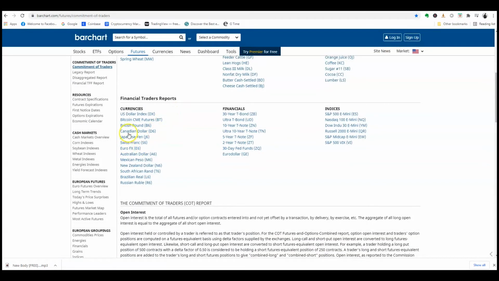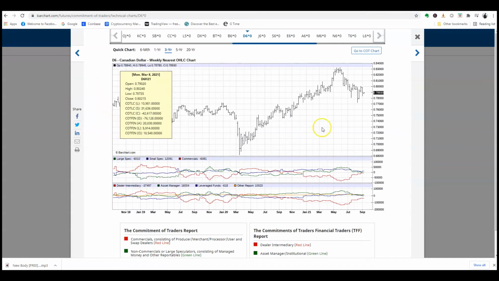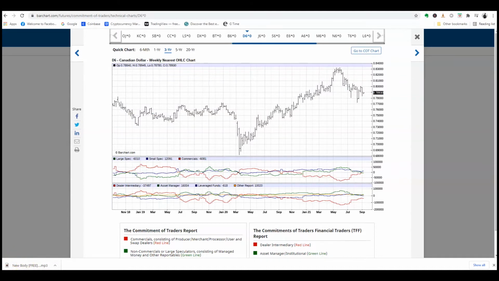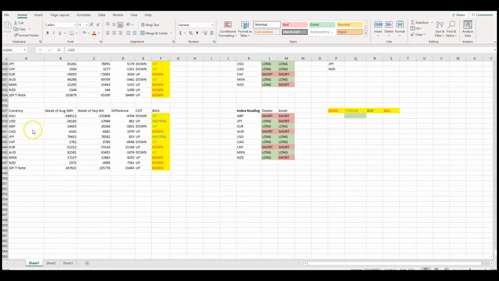Now, as I come up to the Canadian dollar this week, this is how we have it here. One moment, and I'm going to update that. As you can see, I updated CAD and the numbers there. It had negative 4102 on the 30th and negative 6081 on the 6th, and I got that difference. My bias for CAD is now down for the week, based off of this report.